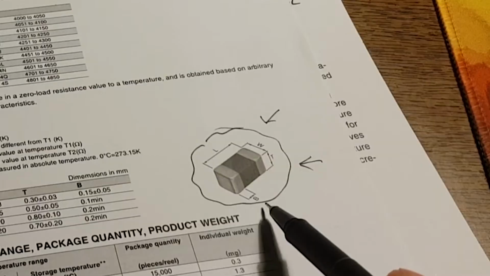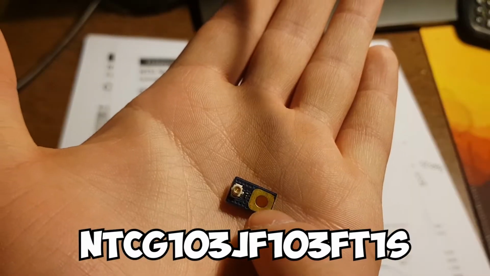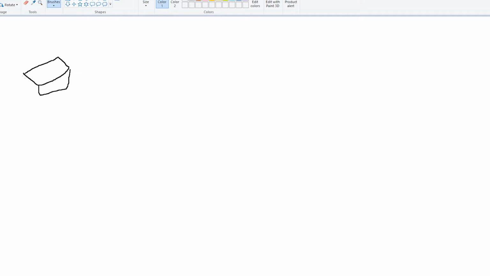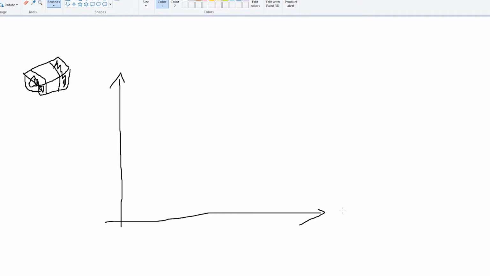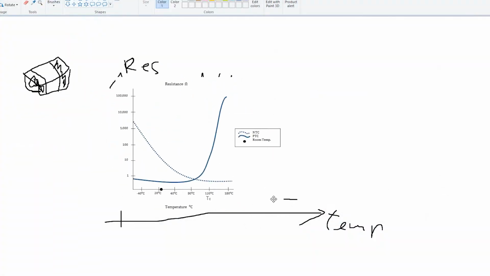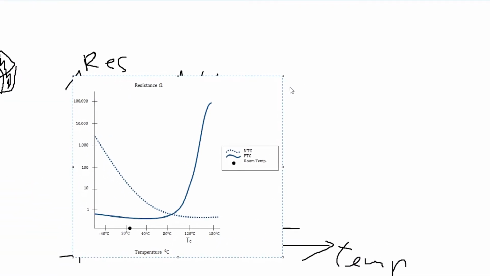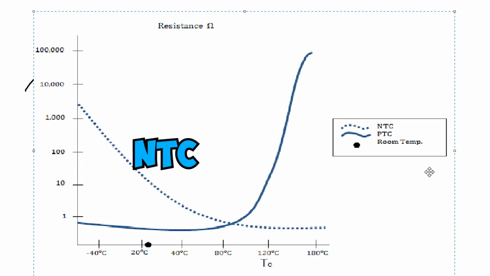I got a challenge to create a digital thermometer using an NTC thermistor, and it is not as easy as you might think. For starters, I chose the tiny NTC thermistor. A thermistor is a type of resistor whose resistance strongly depends on temperature. There are two types of thermistors, negative and positive temperature coefficient, known as NTC and PTC. I am going to use NTC.